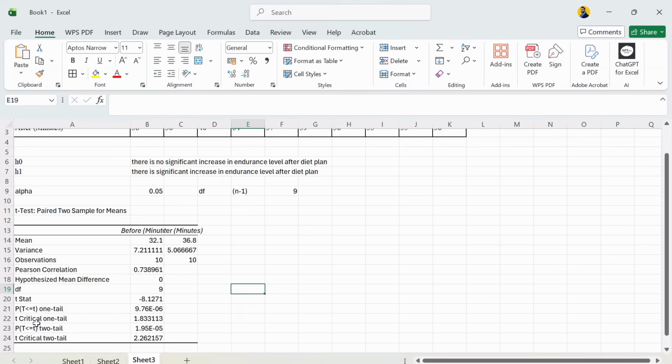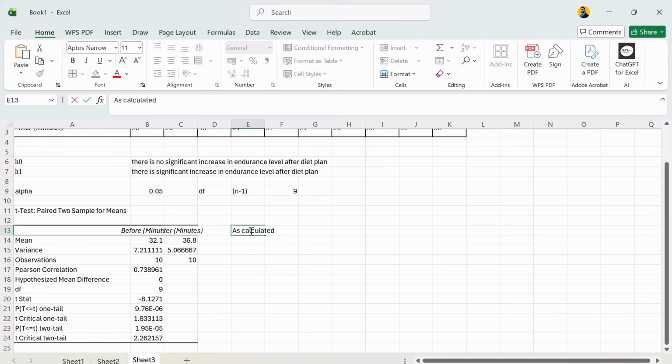Now you can see the critical value one tail and critical value two tail. That's why I'm focusing on this. You need to understand the concept of one tail, right tail, or two tail. As per our question, it is a right tail, which comes under one tail. So we will see the t critical one tail, which is 1.83. As we can see, our calculated t is greater than the critical one, because calculated is 8.12 and critical is 1.8.